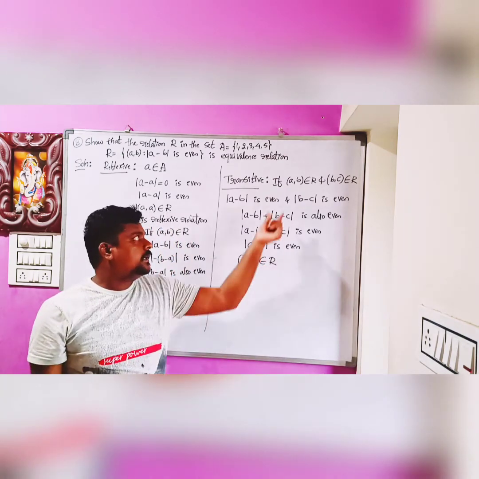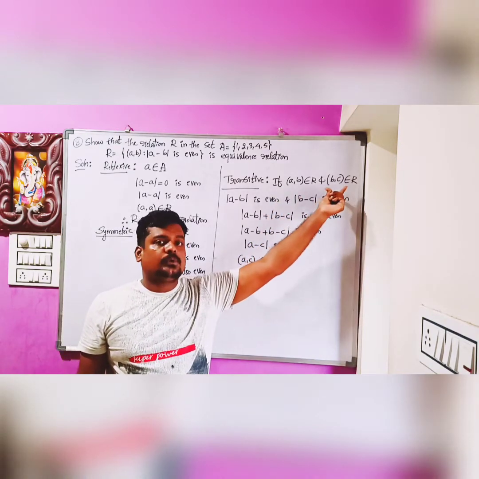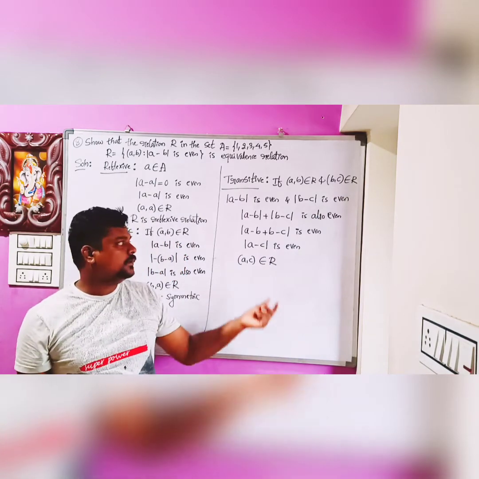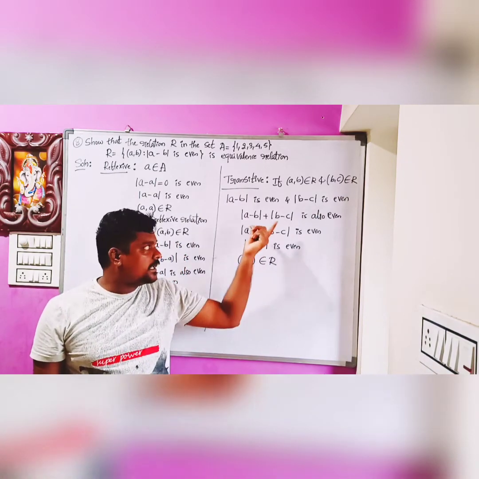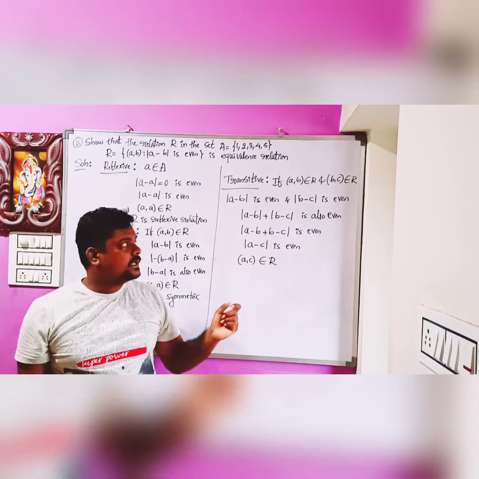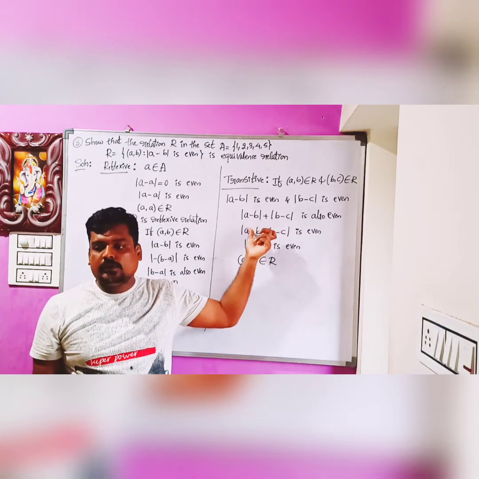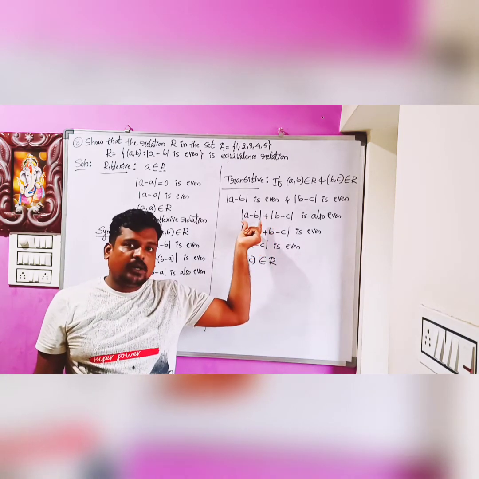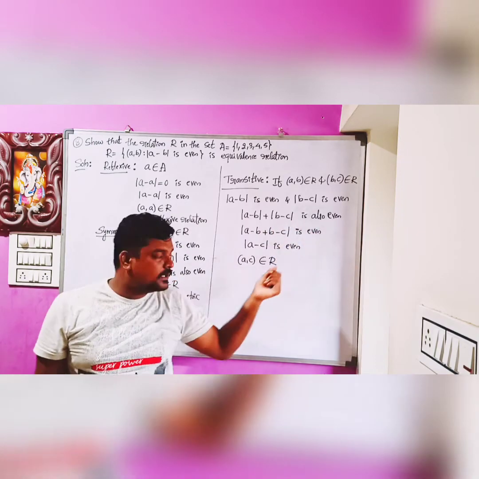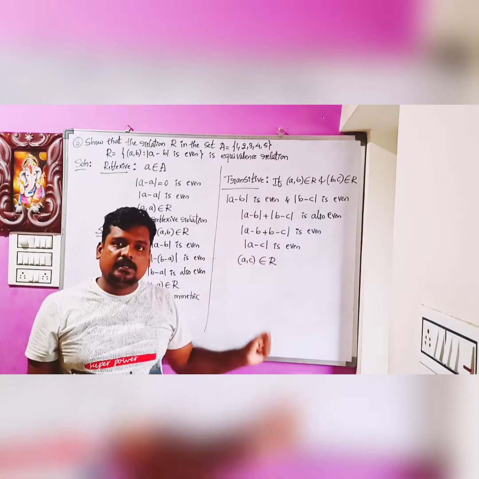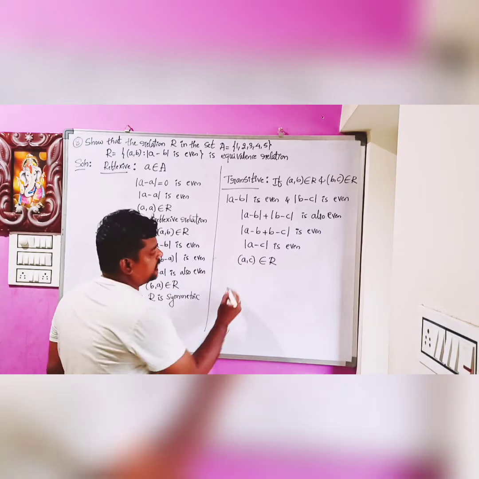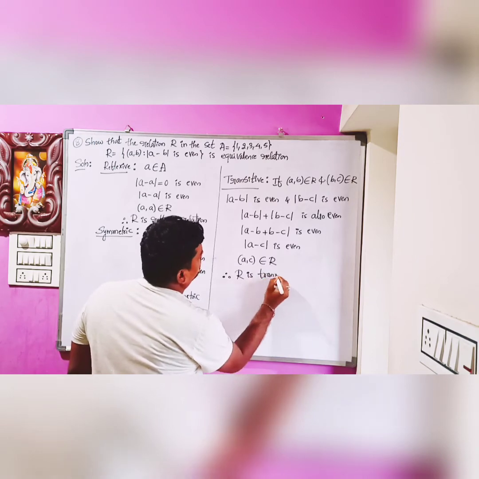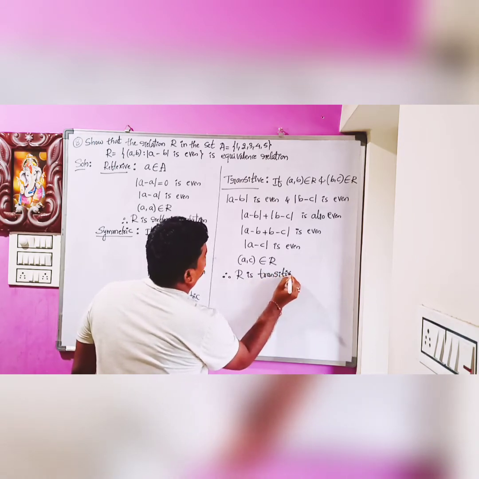What have we considered? A comma B belongs to R and B comma C belongs to R, by the definition of transitive. Whether A comma C belongs to R? Yes, we have got A comma C belongs to R, by using the concept that addition of two even numbers is even. Since mod A minus B and mod B minus C are even, by addition we can say mod A minus C is also even. Therefore, R is transitive.